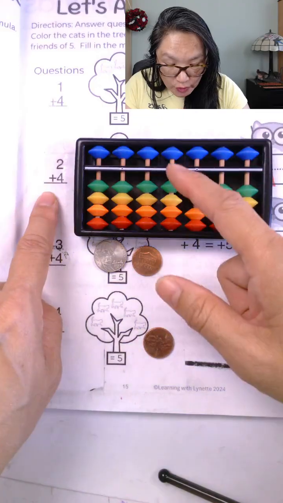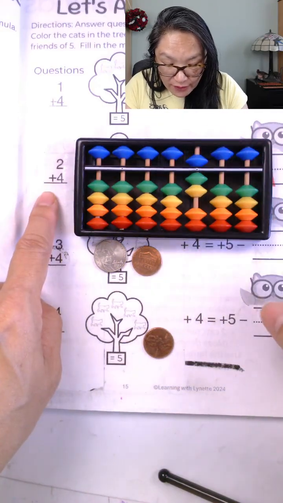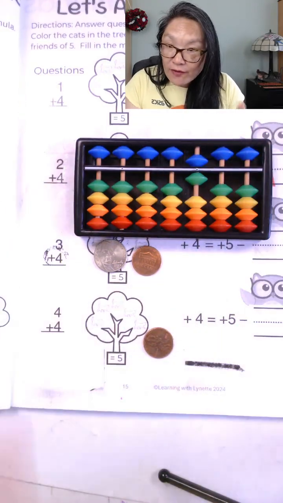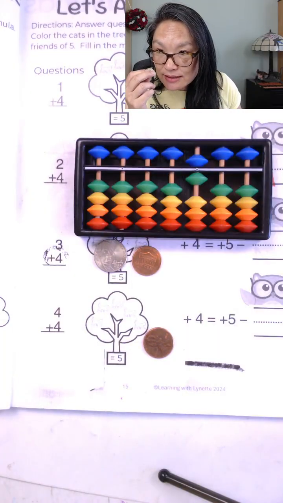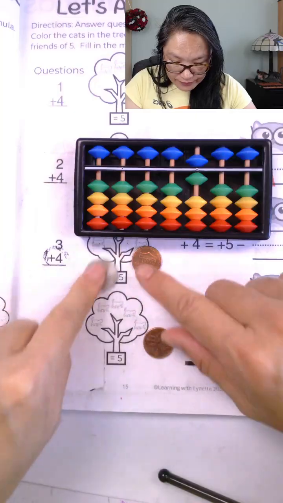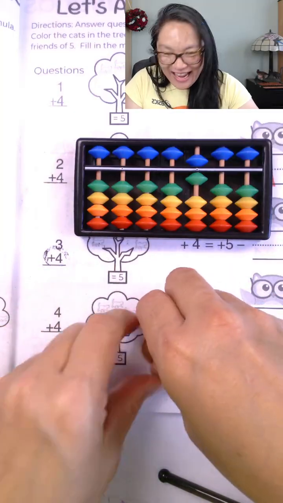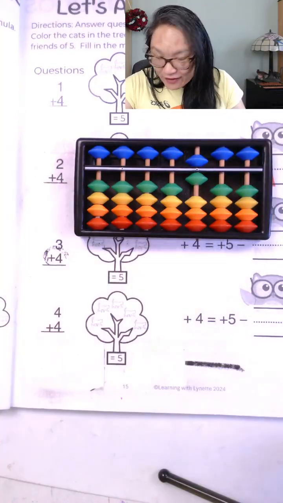So I could show you on the abacus. If I give you the 5, I could take away the 1. So my final answer is 6. This is the way. I like that one. Right? Does that make sense?